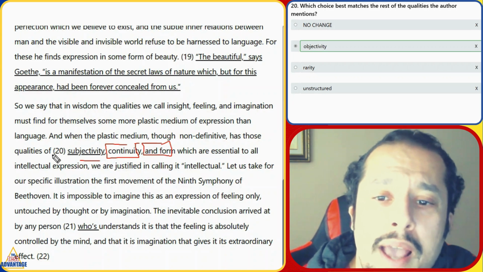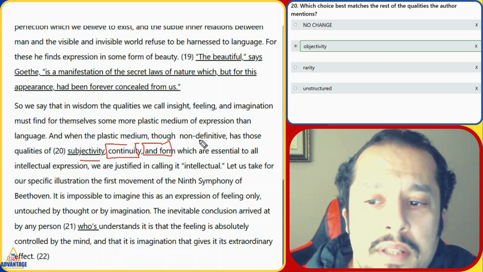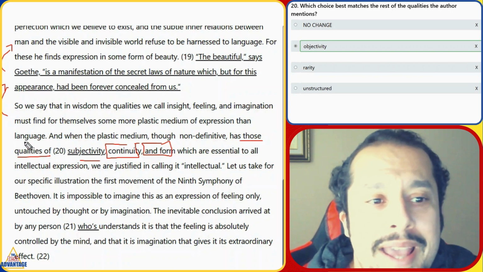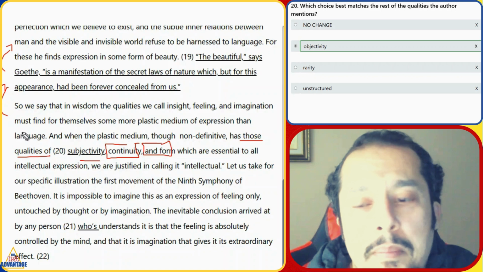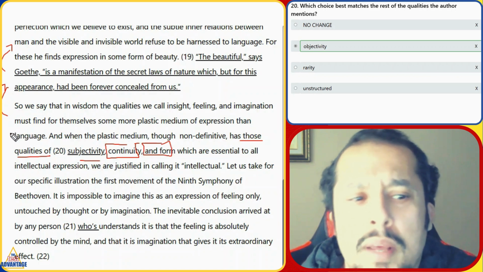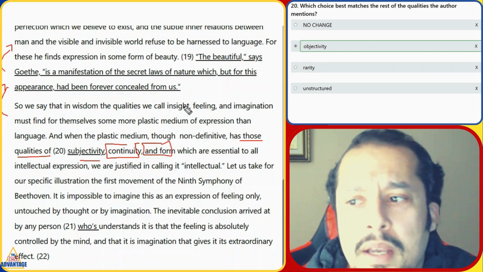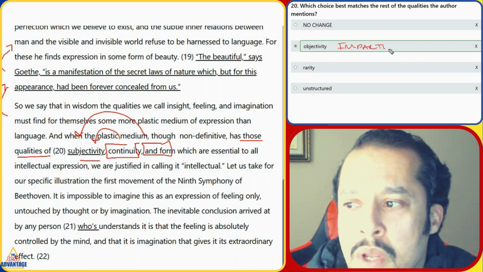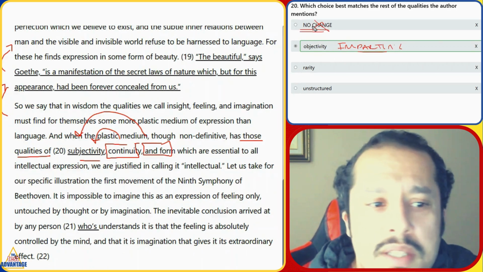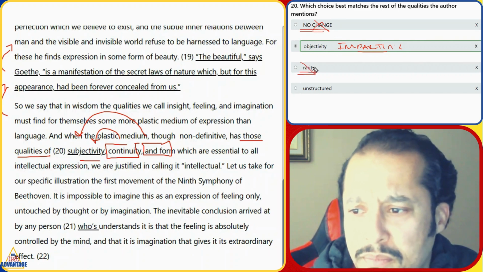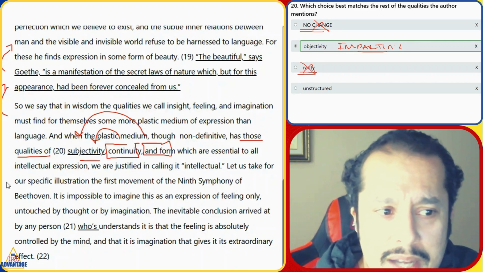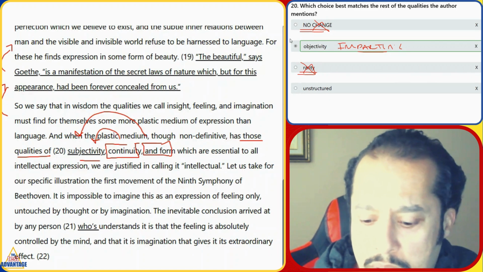So the passage بيقول, and when the plastic medium, though non-definitive, has those qualities وكلمنا عليهم في اللي فات of objectivity, continuity, and form. So كل ده معناها أو ليه علاقة بالcoherence and structure and impartiality, وكل ده مرتبطة ب objectivity, continuity, and form, which means impartial. The other answers don't fit this. Answer A عكس objectivity وعكس الباسج. Answer C بيقول حاجة مش موجودة, بس again, where's the support for that? And answer D unstructured, ده عكس الباسج. So here we're going to go with answer B.